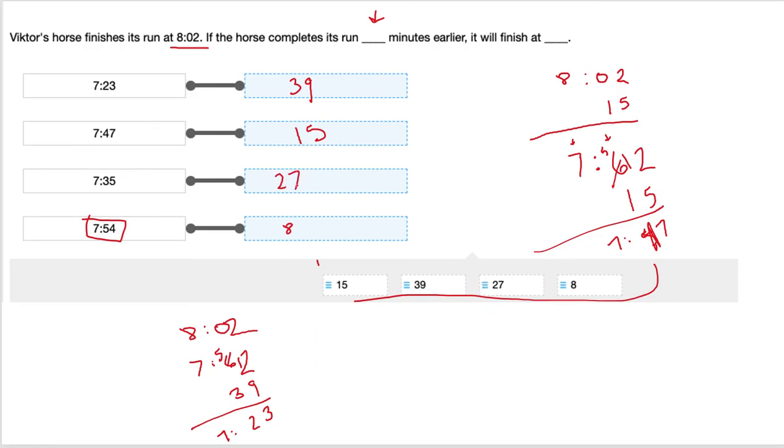And we can check that by either subtracting or adding. So I'll show you how to check it by adding. If we started at 7:35 and then added 27 minutes, we end up with 7:62, and that's not a real time. We have to turn it into, take this hour, the 60, turn it into another hour. So 8:02. So the 27 does work to get us back to 8:02. So that's correct.